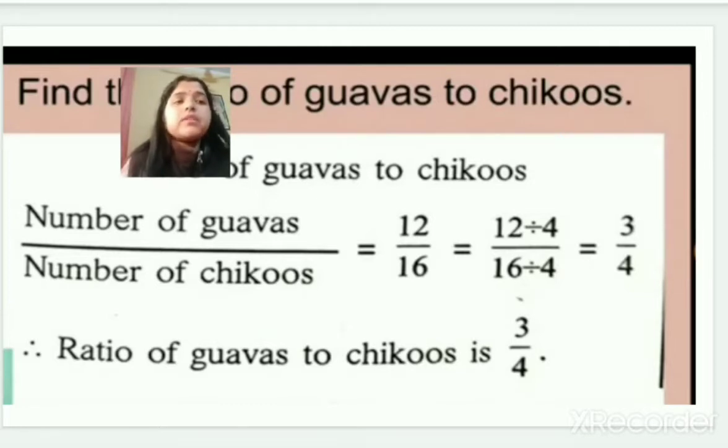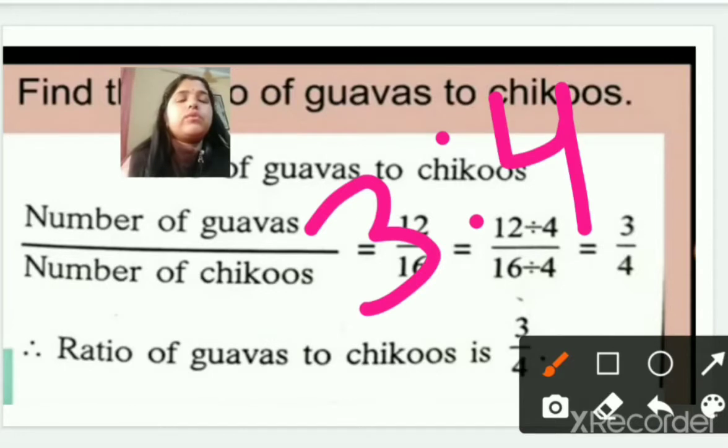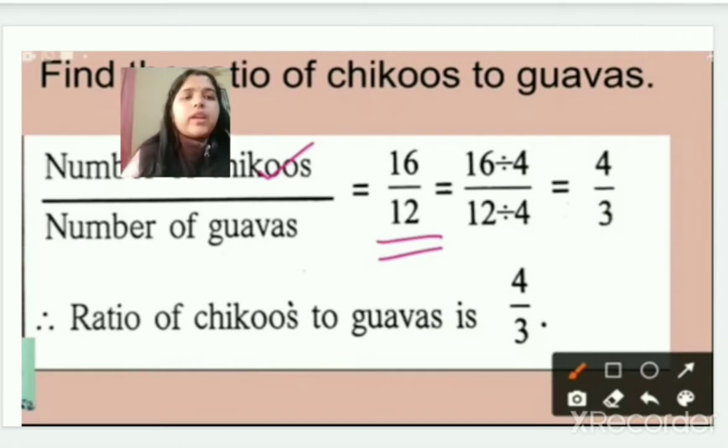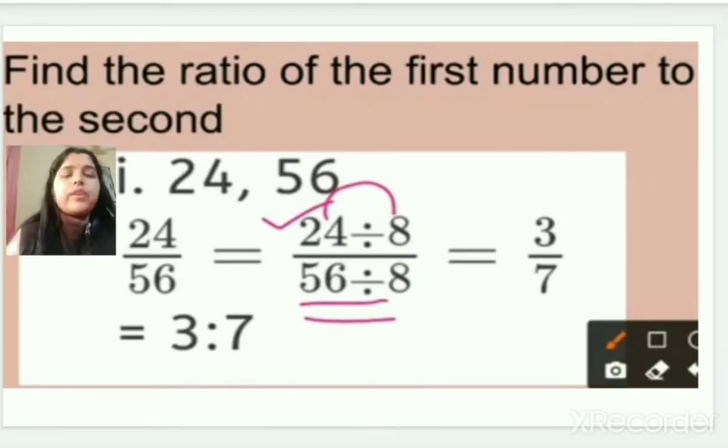And how will you represent it? You will represent it as 3 ratio 4. Same way you will write for the next one. We have already discussed this and our answer will be 4 ratio 3. So we have the first part here.